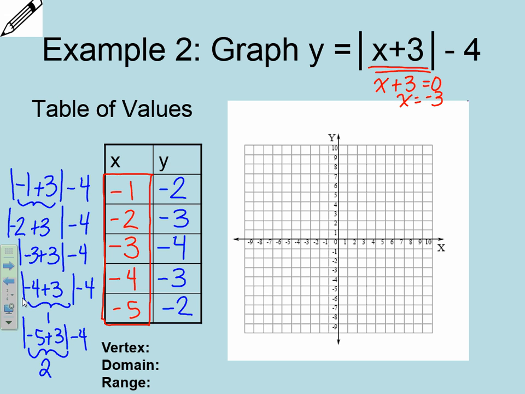So negative 1, negative 2, negative 2, negative 3, negative 3, negative 4, negative 4, negative 3, negative 5, negative 2. I see that absolute value graph emerge. There he is, arrows on either side, and we can now identify the key phase. The vertex, again, is this bottom part. That's our vertex. The bottom of the V, or the place where the 2 sides come together there. So negative 3, negative 4 is my vertex.